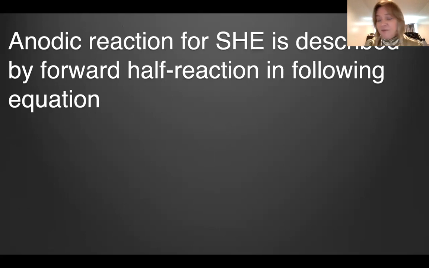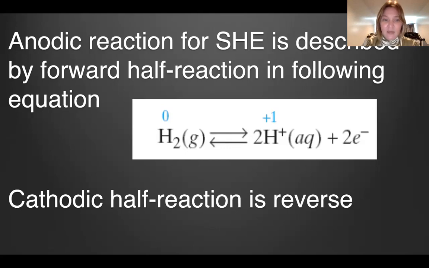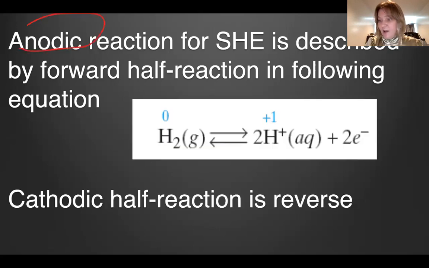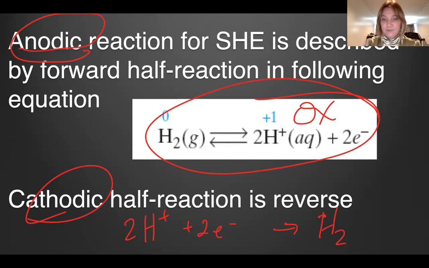The anodic reaction for the standard hydrogen electrode is described by a forward half reaction in the following equation. So we have hydrogen becoming the hydrogen ion and being oxidized and releasing 2 electrons. Remember, we are measuring the potential for metals to be reduced. The cathodic half reaction is the reverse, because we're talking about the anodic reaction. Anode is oxidation, so that's this one. The cathodic, which is reduction, will be 2H+ + 2e- yields H2. That's the cathodic half reaction.